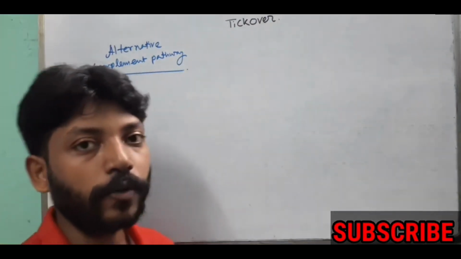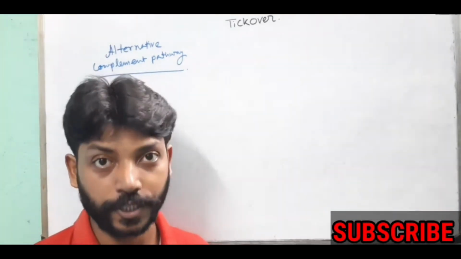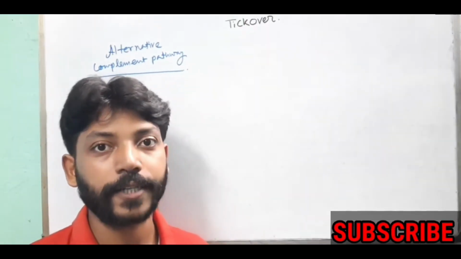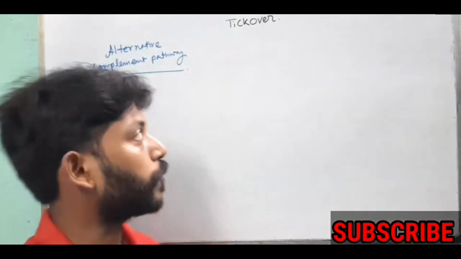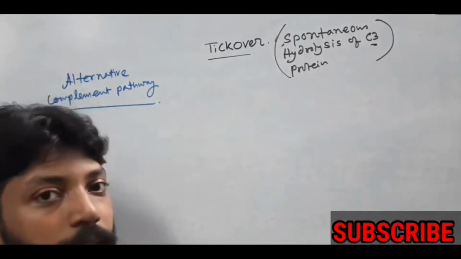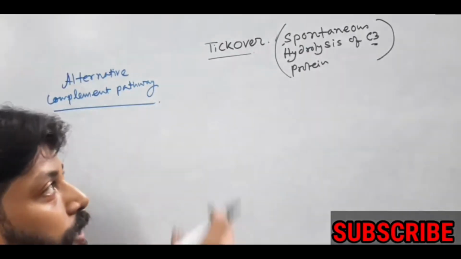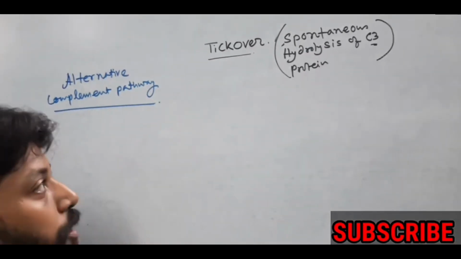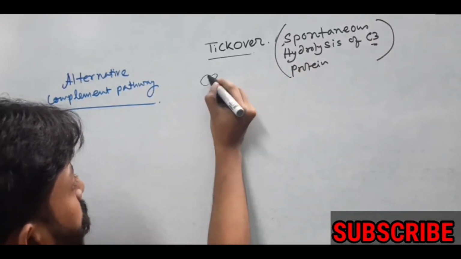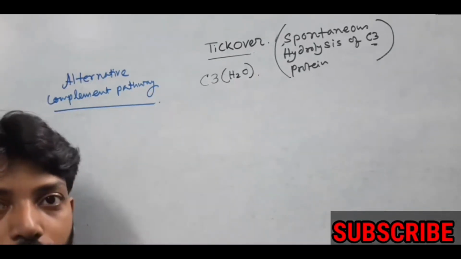What is tick over? Tick over means in our plasma, C3 proteins are present in high concentration and they are produced constantly and degraded very rapidly. This is called spontaneous hydrolysis. Tick over means the C3 protein gets hydrolyzed spontaneously in the serum. The C3 protein is present in the serum in high concentration. So after it is hydrolyzed, the C3 protein becomes C3 H2O, which means the C3 protein is hydrolyzed.